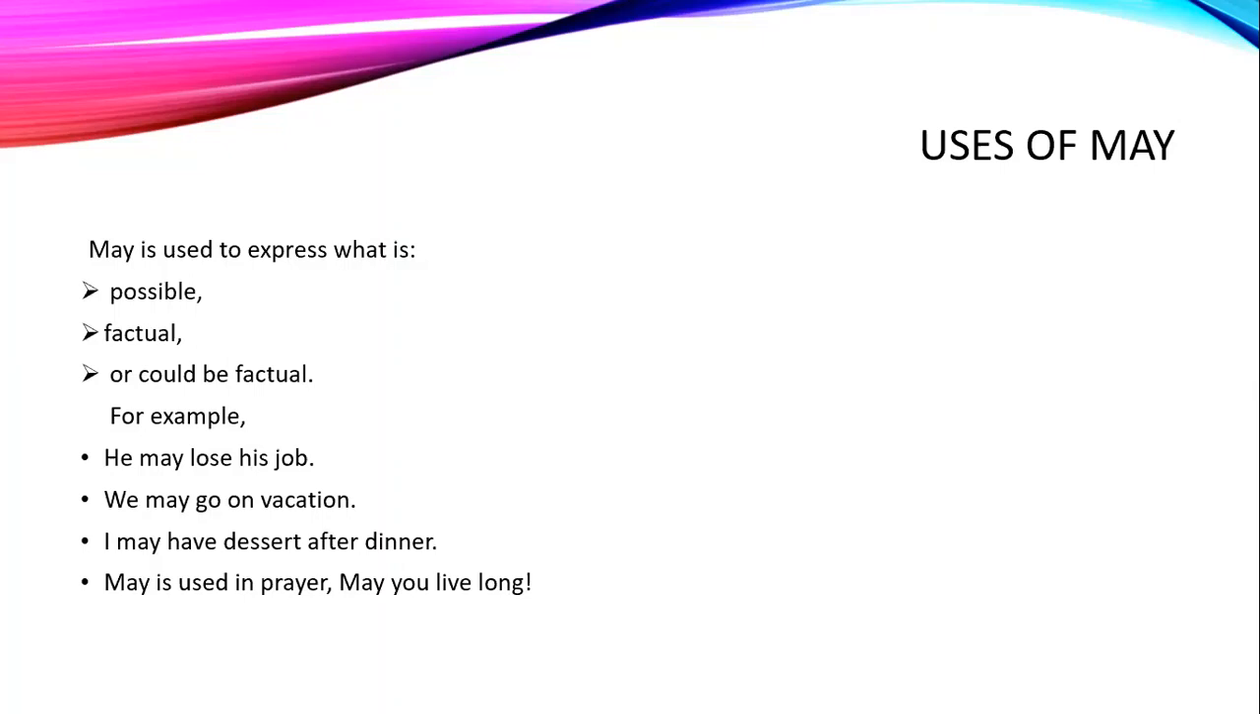Now, what are the uses of may? The first use of may is expressing the possible. Whatever is possible, whatever is factual, or whatever could be factual, to express all these three things, we use the modal verb may. Now, let's see how. Here are a few examples.